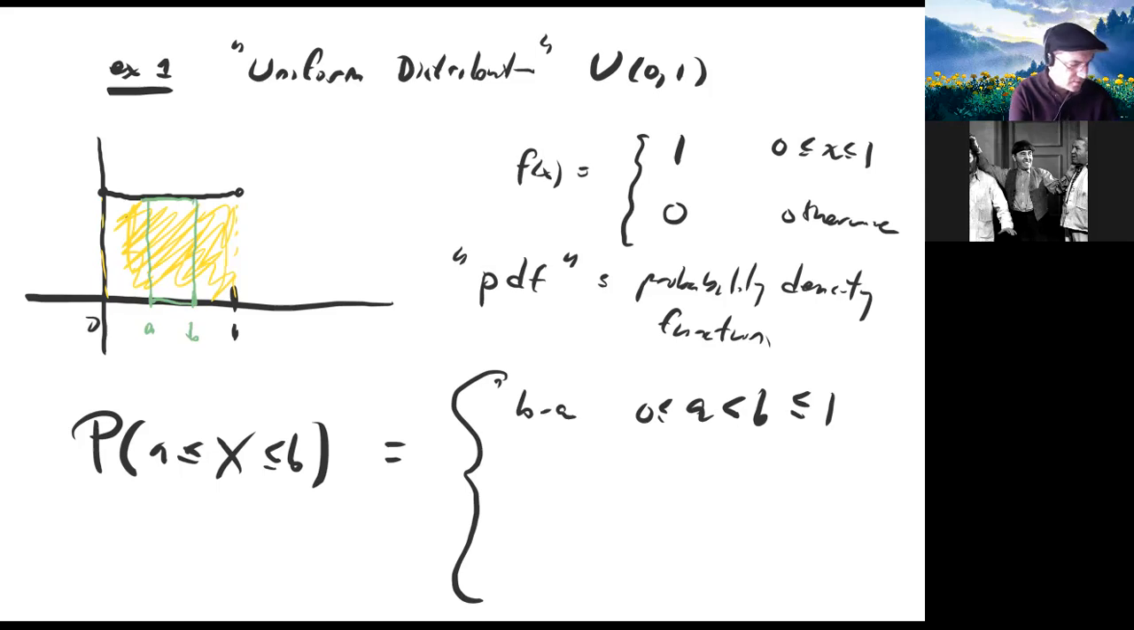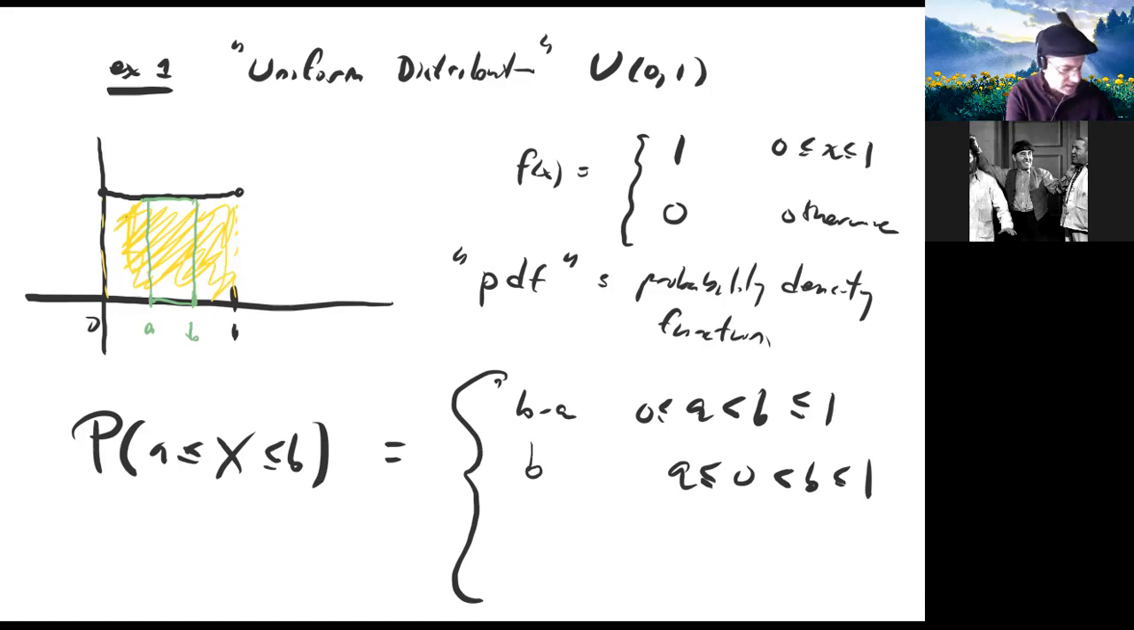Now, what if A is less than or equal to 0 is less than B is less than or equal to 1? That would be the case where, since A is less than 0, the only place which matters is between 0 and B, and you would get the rectangle of height 1 with base B, so you would get B in this case.